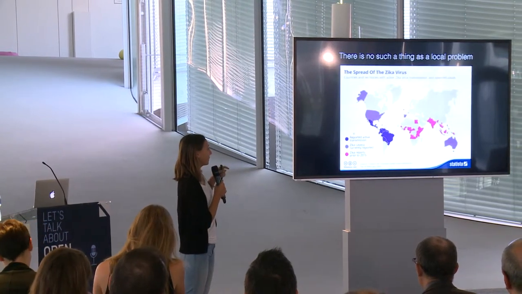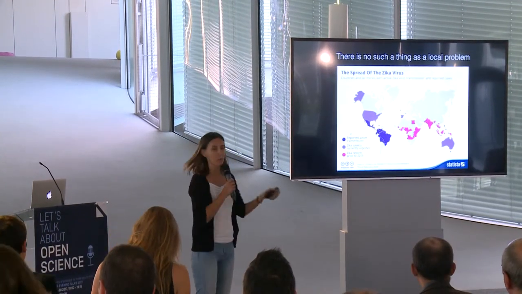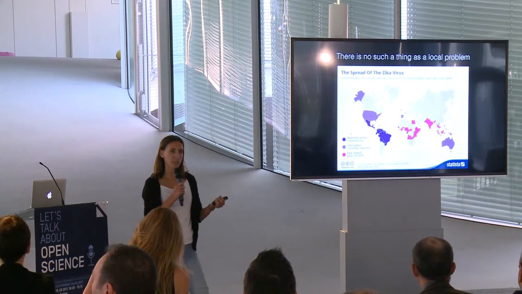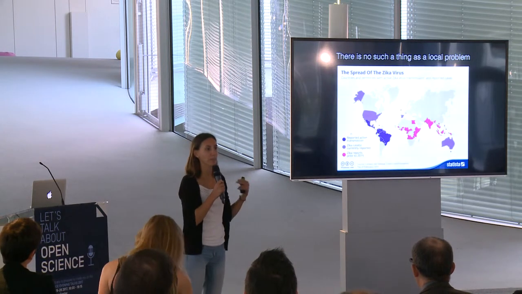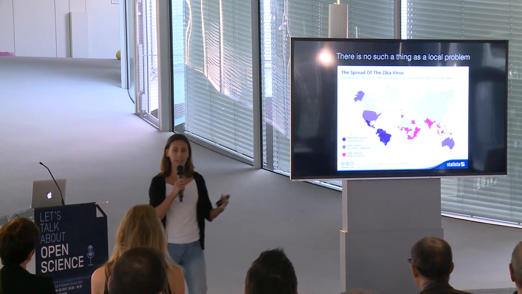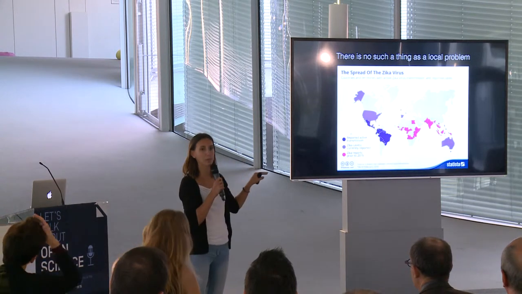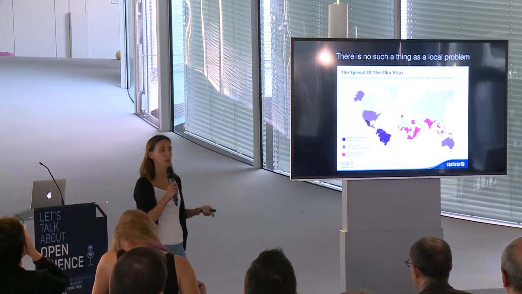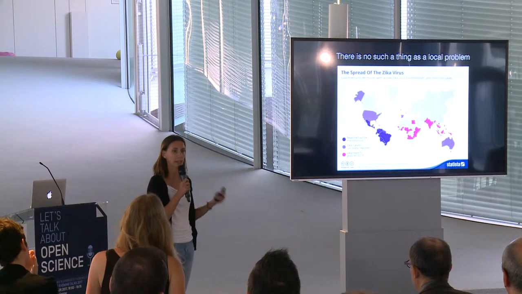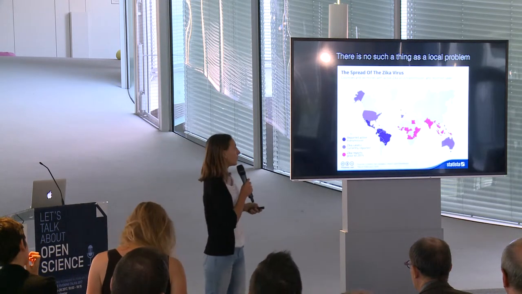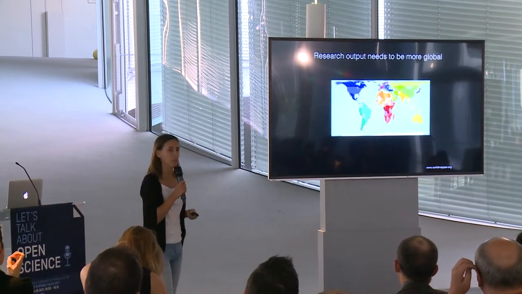And then in a very short period of time, it became a global problem, and everyone was worried about it. If the researchers locally at the place where this was a local problem would have had the resources and the ability to perform the science and the implementation that was needed, maybe this would have never become a global problem, and it would have just stayed local. The same goes for Ebola. If you remember, a very classical case of a local problem that very quickly became a global concern. What this means to me is that research output needs to be more global.